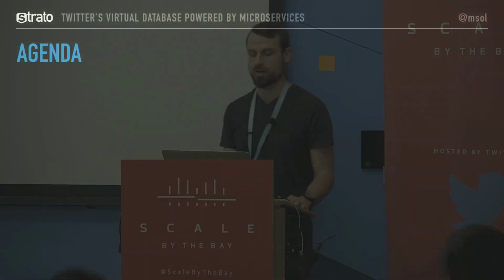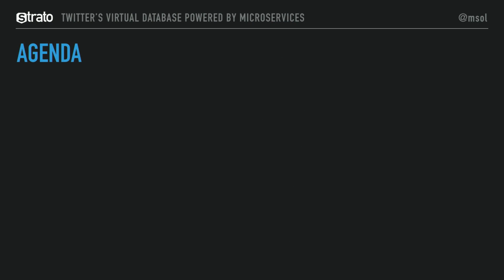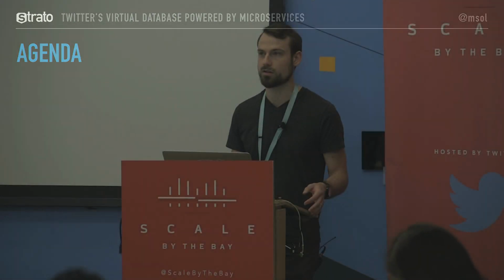And today we're going to talk about Twitter's virtual database powered by microservices, and we call that Strato. All right, so a microservices powered virtual database sounds pretty fancy, and you're right, it is. But it's really hard to understand why it works the way it does unless you see an example of how you use it. It's not like how you use MySQL or Postgres or some other database like that. So we're going to look at it from a bit of a strange angle for talking about a database.